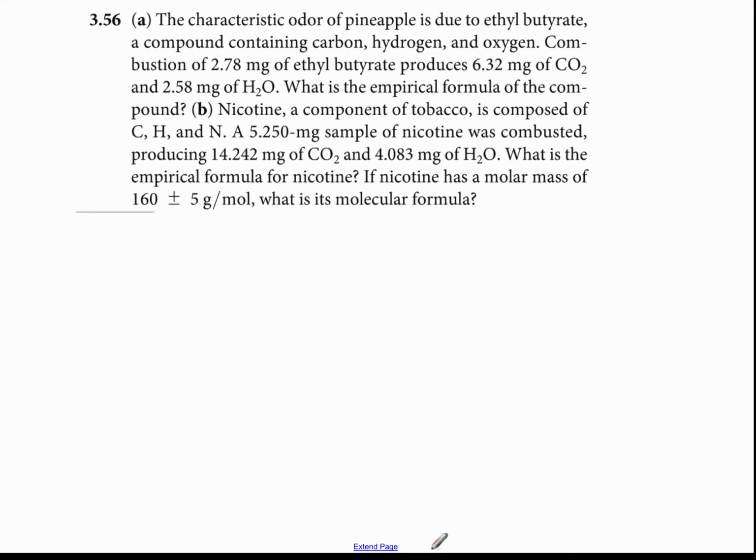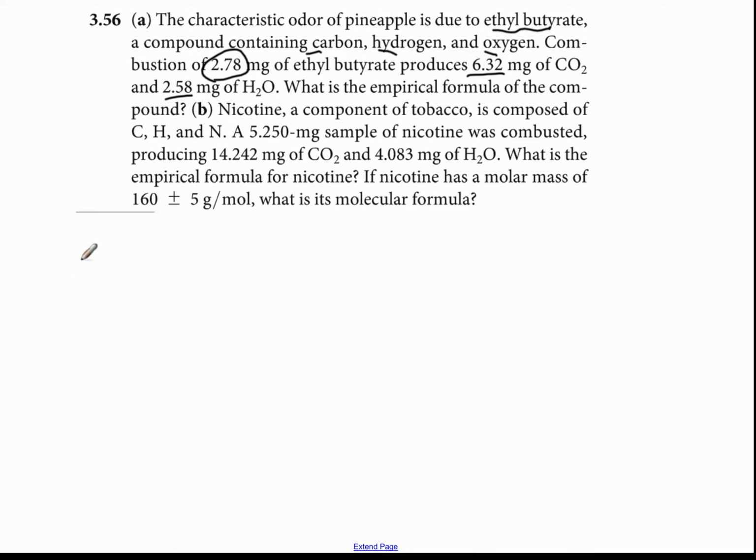These problems aren't really hard, but they take a while because there's a lot of steps. So for step A here, we're looking at a compound called ethyl butyrate, which makes pineapple smell pineapple-y. It contains basically three elements: carbon, hydrogen, and oxygen. If we combust 2.78 milligrams, we're going to get this much CO2 and this much H2O.